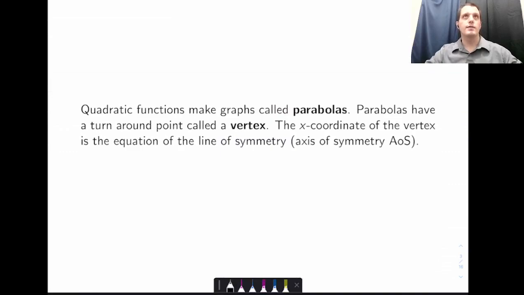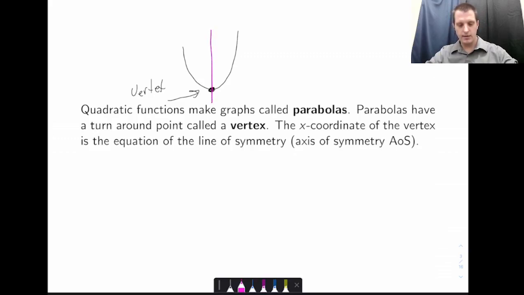Quadratic functions make graphs called parabolas. Parabolas have a turnaround point called a vertex. The x-coordinate of the vertex is the equation of the line of symmetry, or the axis of symmetry. So if I graphed a nice parabola here, we would see that there is a mirror-like line where this point is an equal distance away from that point with respect to that line.